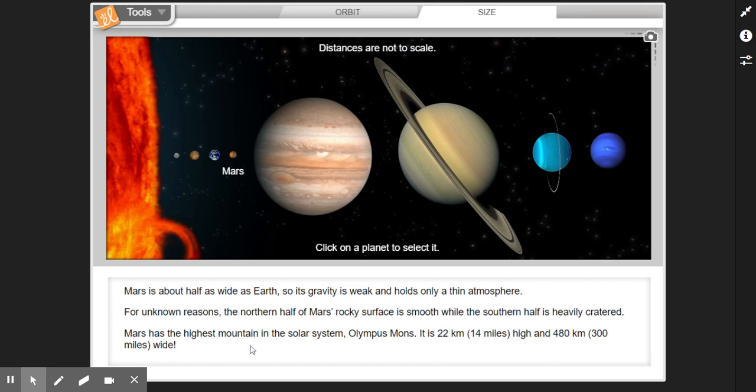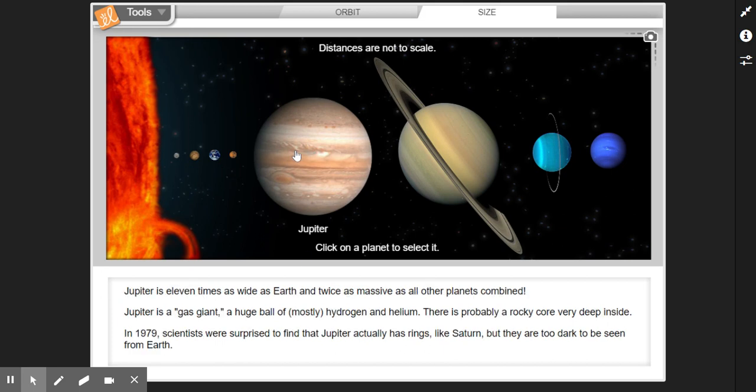For unknown reasons, the northern half of Mars's rocky surface is smooth, while the southern half is heavily cratered. Mars has the highest mountain in the solar system, Olympus Mons. It is 22 kilometers or 14 miles high and 480 kilometers wide. Okay, so then it says which planets are mostly made of atmosphere. So let's go look at these outer planets.